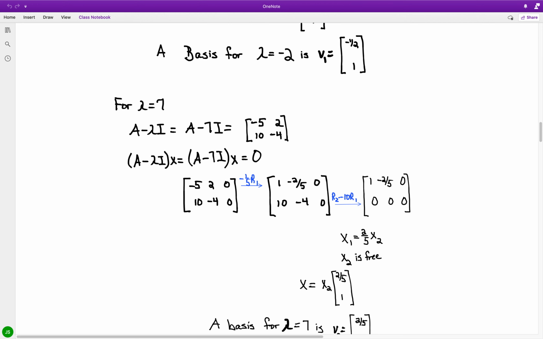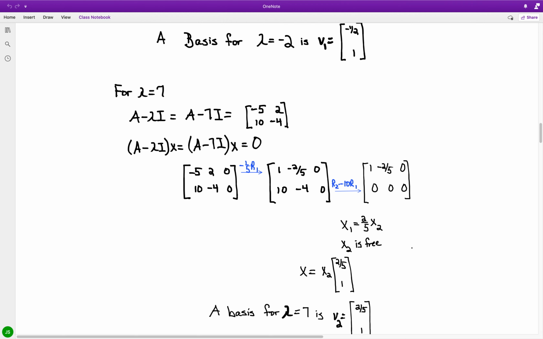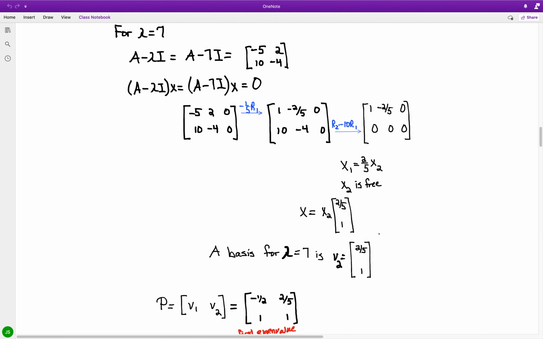So again, x2 is a free variable, and x1 is equal to 2/5 of x2. We have for the solution x equal to x2 times 2/5 and 1. And we have as a basis for lambda equal to 7 the eigenvector, which we will label v2, equal to 2/5 and 1.